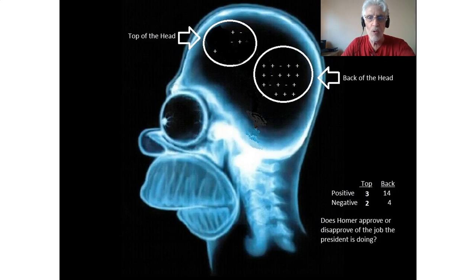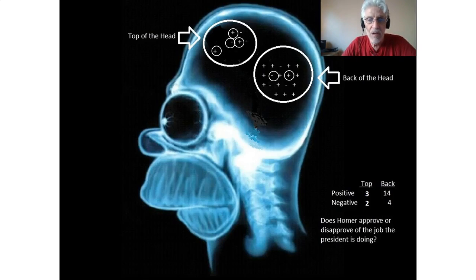If Homer gets a phone call and he's asked, do you approve or disapprove of the job the president is doing, he's going to take a random sample of attitudes. Now the circles around each of the attitudes in the top of his head and the back of his head denote the random sample that Homer took. And the way you can think about this random sample is, imagine if you had a bowl of marbles, some that have pluses on them, some that have minuses on them, and they were stirred up in random order and you reached in and grabbed some. This is the basic idea behind the random sampling process.